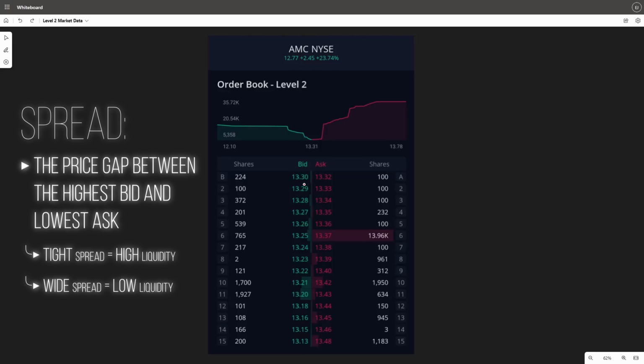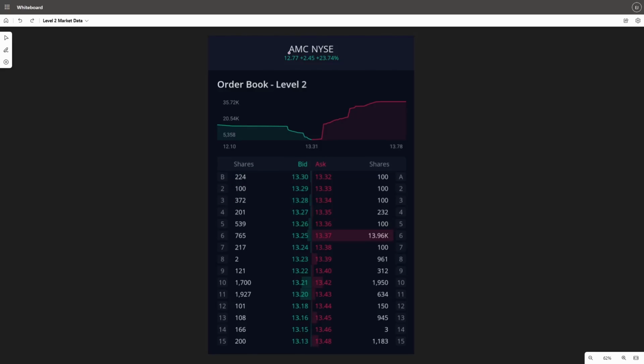Pretty much what I mean is you'll see someone have an order at $13, the next order might be at $12, and the next one might be at $9. You'll see a big gap in between these numbers on a low volume stock with high spread, and we usually want to avoid those. But in this case, for AMC, it's a high volume stock, so the numbers will be relatively tighter compared to a normal stock.